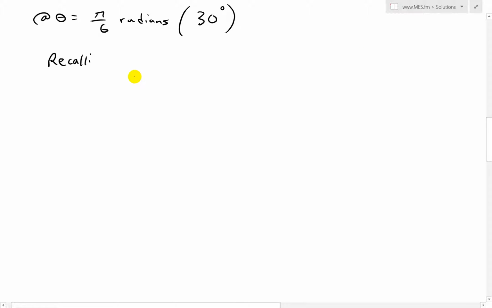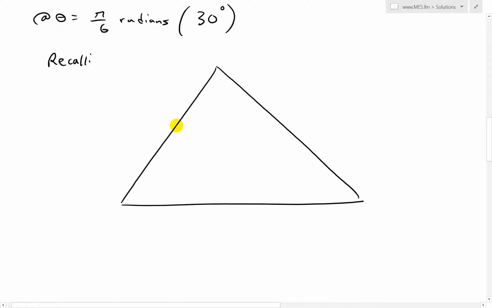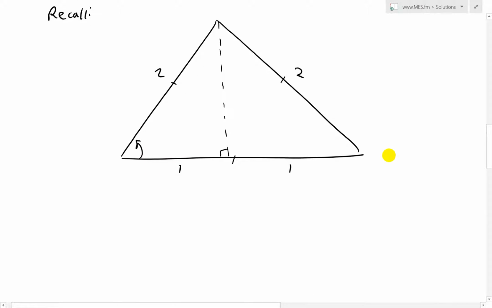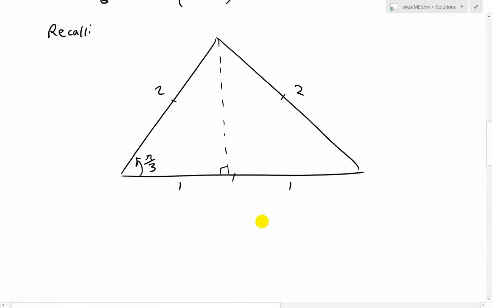To see the exact trig ratios, we could draw a perfect equilateral triangle where the sides are 2, 2, 2, and you split this up into two. So this is a right angle, and this is 1, 1. All the sides are the same length, so all the angles are the same, and they have to add up to pi, or 180 degrees. I'll put the proof for that in the video description below. So this angle is pi over 3, which is equal to 60 degrees. This is pi over 3 radians.